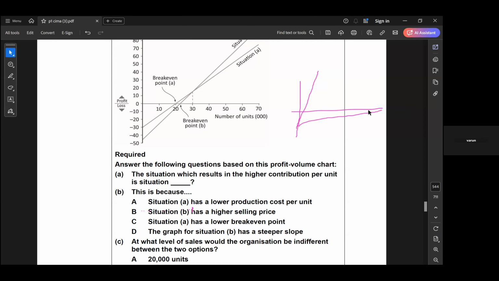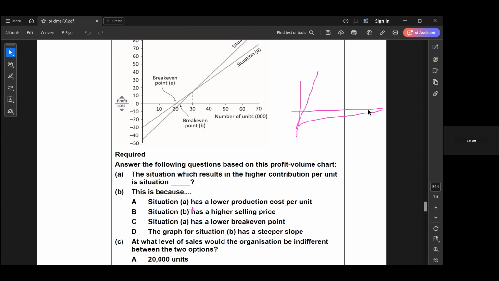And then also, this is because A has lower production cost per unit. B is selling at a higher selling price, higher contribution per unit situation. There's no steeper slope.